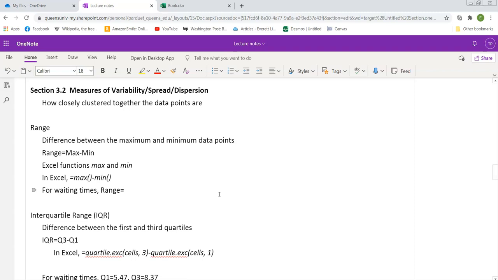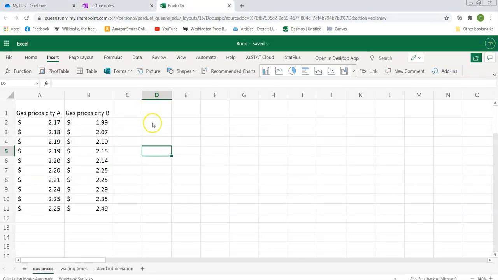So we're going to look at a few different measures of variability. The first one is the range. The range is the difference between the maximum and the minimum data points. It's just calculated as the maximum minus the minimum. In Excel, there's not a range function, so you just have to calculate the maximum and the minimum. And there are functions for that.